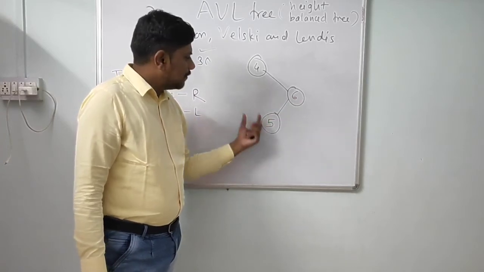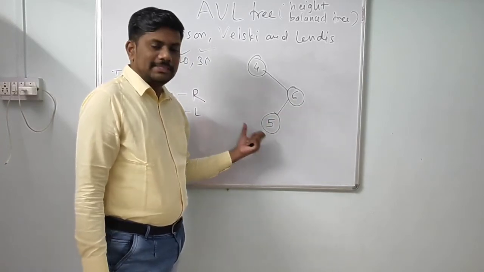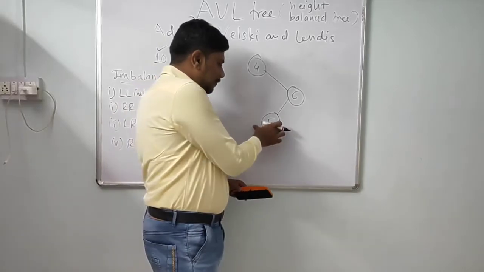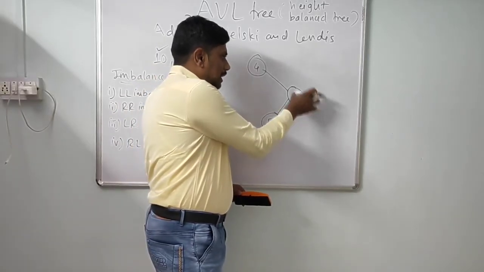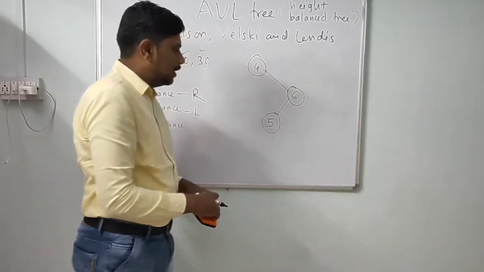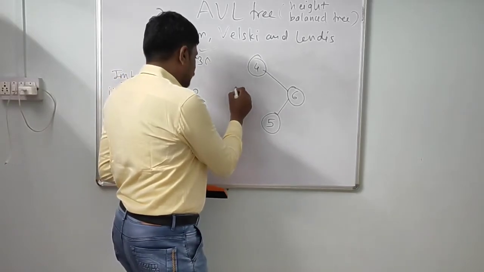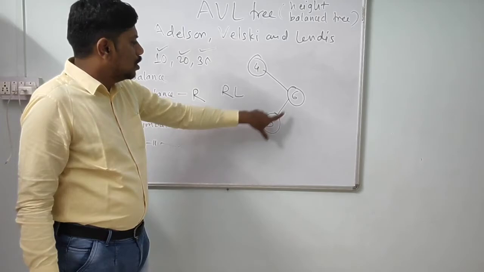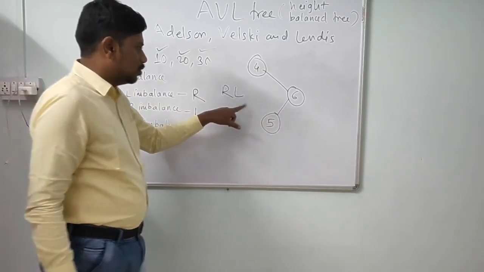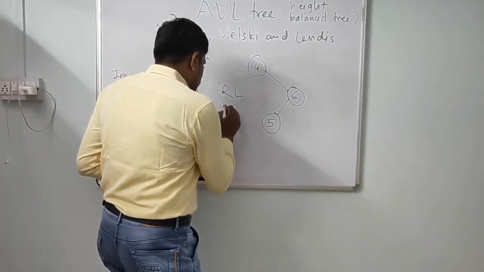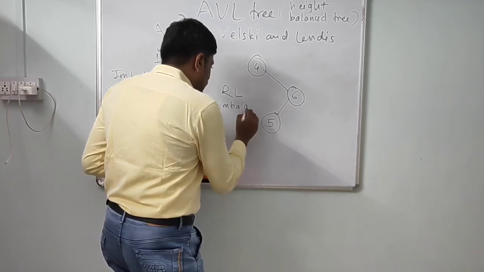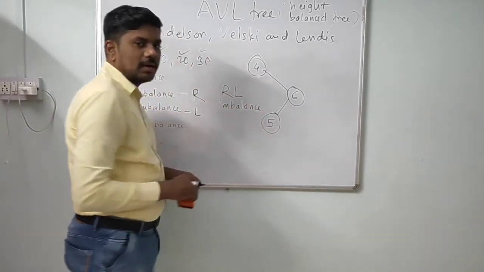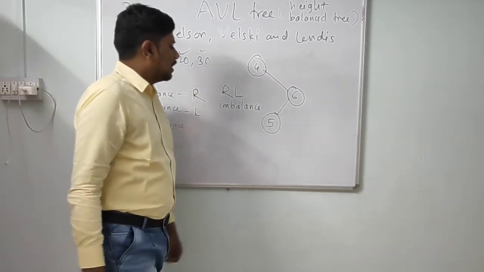But 6 and 5, this is a right subtree. So I have inserted 5 to the left of the right subtree. So this imbalance is called RL imbalance. This is opposite to LR imbalance. This is what? RL imbalance.